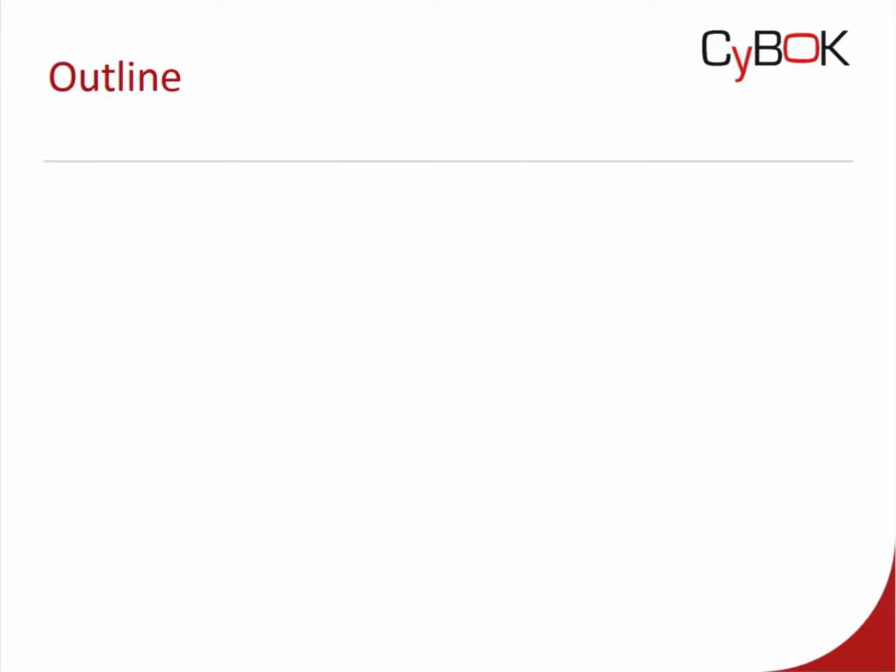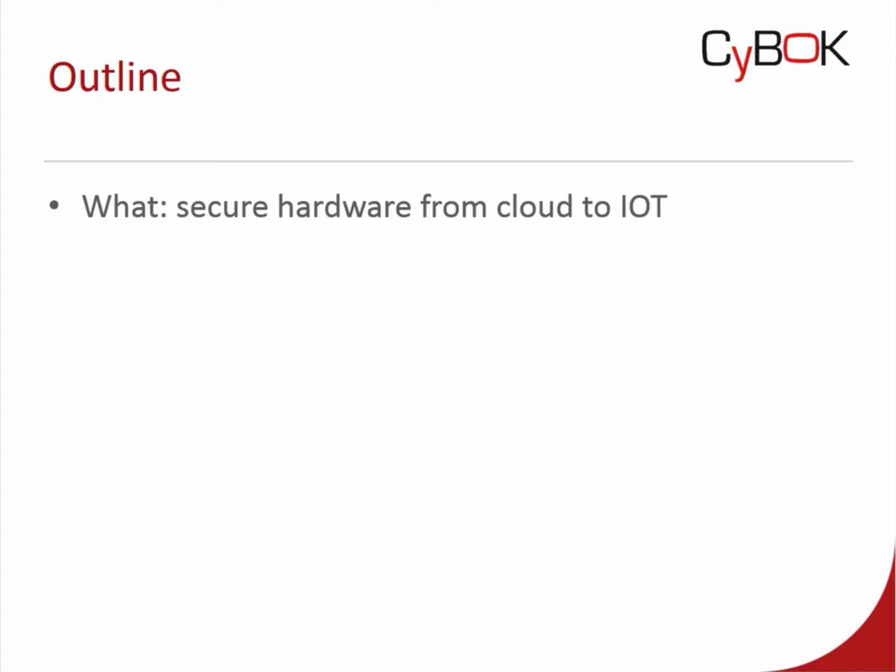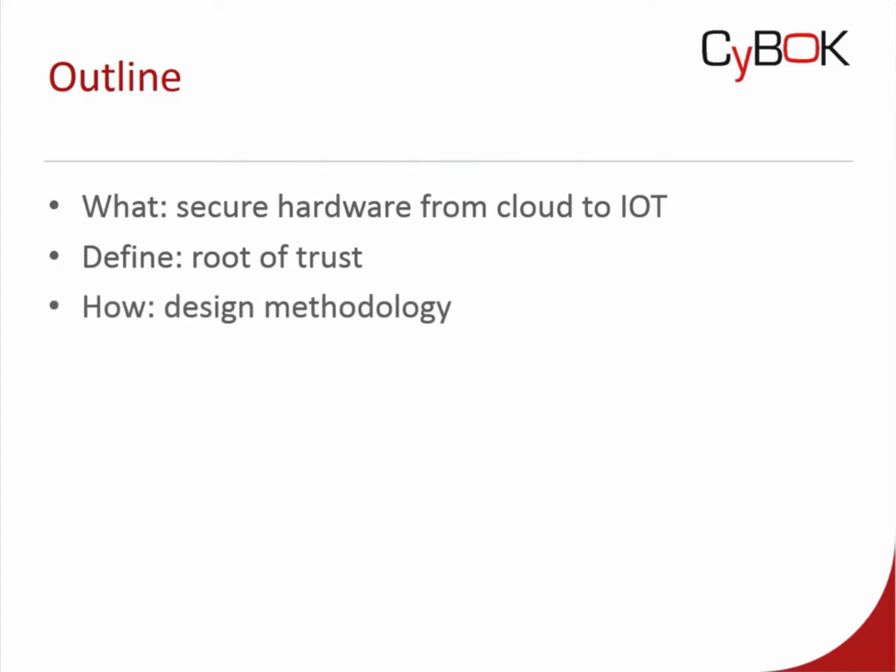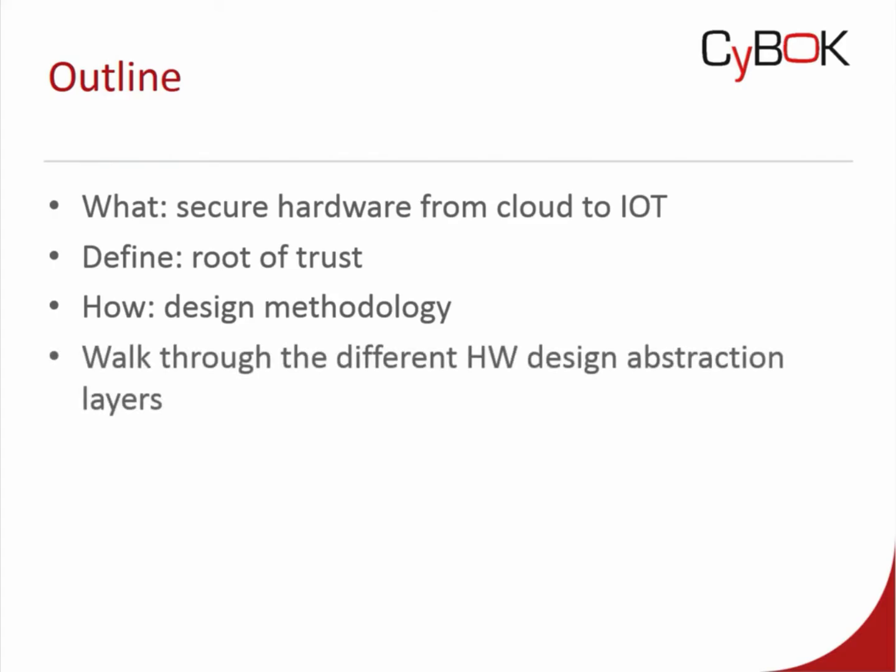Here you see the outline of my presentation. First, I will try to explain what I mean with secure hardware. We need secure hardware both at the cloud down to the most little devices in an IoT, Internet of Things component. Then I will define what I mean with a root of trust. We need that during our presentation. Then I'll explain what the design methodology is for designing secure hardware. And then I'll walk you through different hardware design abstraction layers, give examples, and at the end I'll have some conclusions.